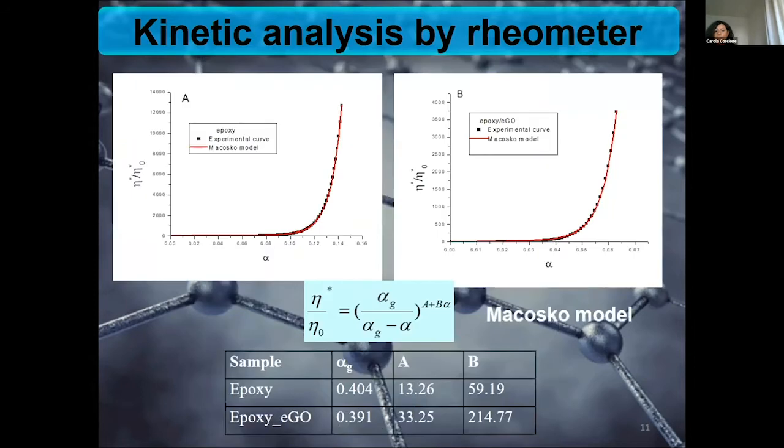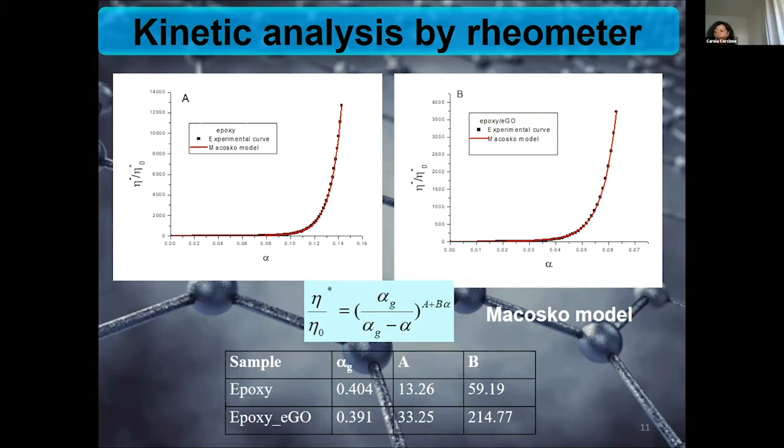So also in this case, we wanted to apply a theoretical model to predict the kinetic behavior of our analyzed systems. The experimental gel time curves were fitted by using a Macosko model, where you know that alpha G is the degree of cure at which the gelation point occurs, and A and B are fitting parameters. So we calculated alpha G starting from the DSC experimental curves that I illustrated before, by using the gel time measured from the rheological curves.